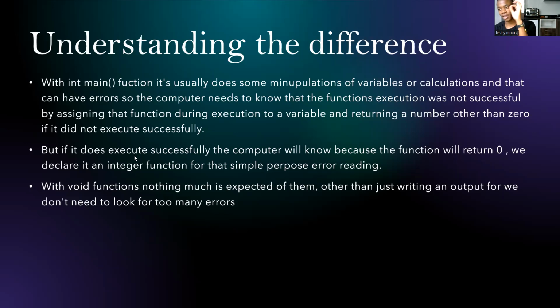So once you have an error, the program won't execute all the way to the bottom where you have a return 0 statement, and then the computer will know that there's an error, there's something wrong, and it will react appropriately to that error. The computer needs to know that the function execution was not successful. Being successful means that it executed all the way to the bottom, to the last statement, where it returns 0.